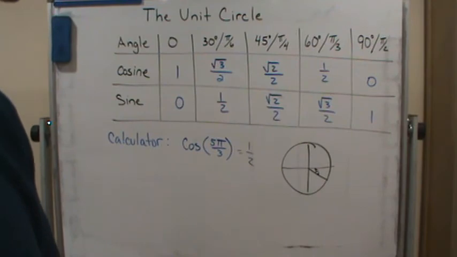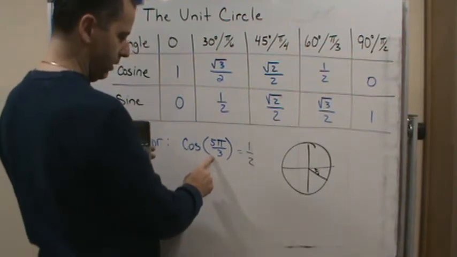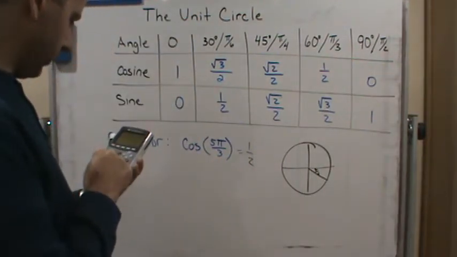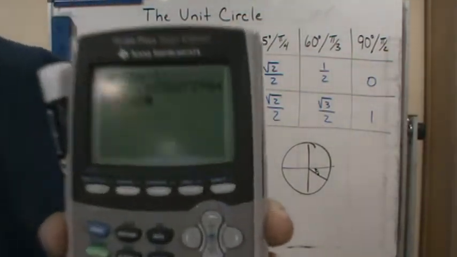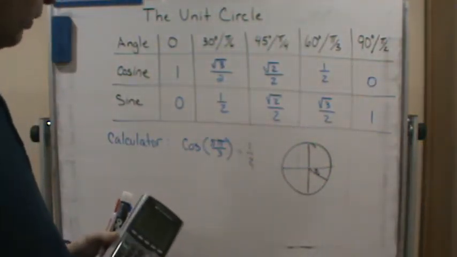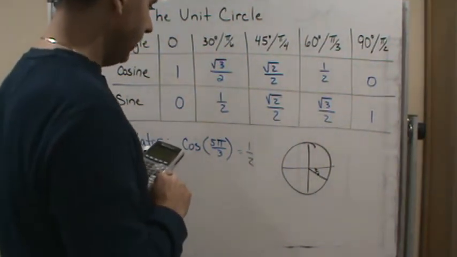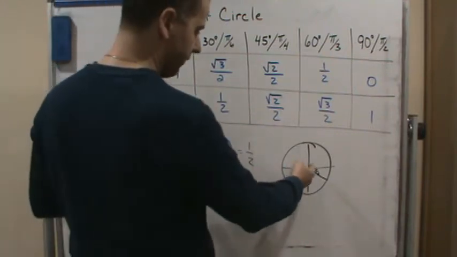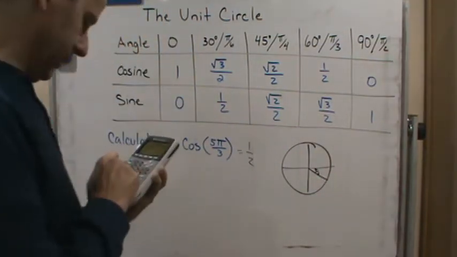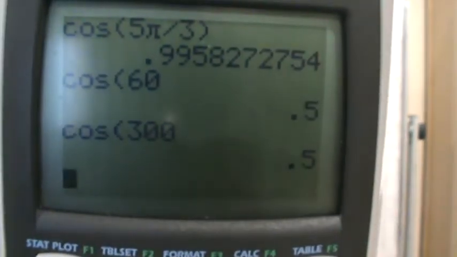Now, before I change it to radians, what if I put in cosine of 60 degrees? I get 1/2. Or what about cosine of 5 pi over 3? That would be 300 degrees. If I put in cosine of 300, look at that, I get the same thing.